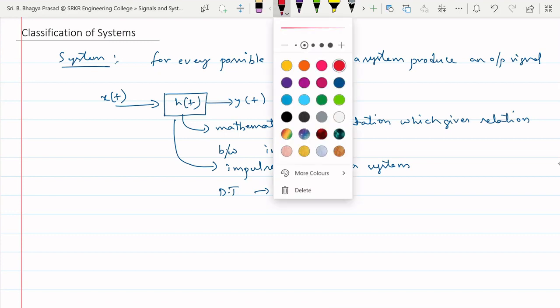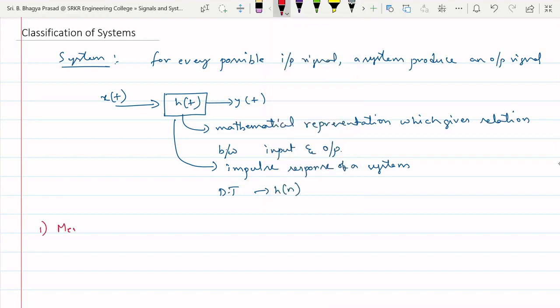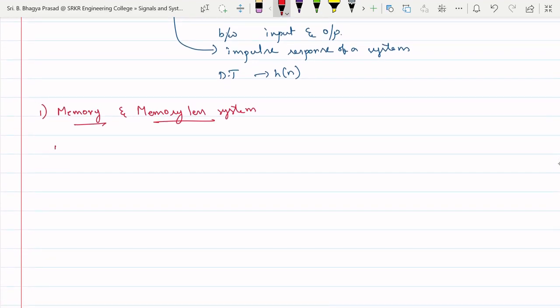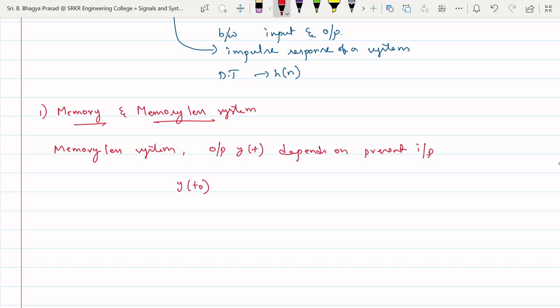First one, starting with memory and memoryless systems. So what is a memoryless system? In a memoryless system, the output y of t depends on the present input. That is, the output y of t naught depends only on x of t naught. It doesn't have memory. The system h of t doesn't have this memory.